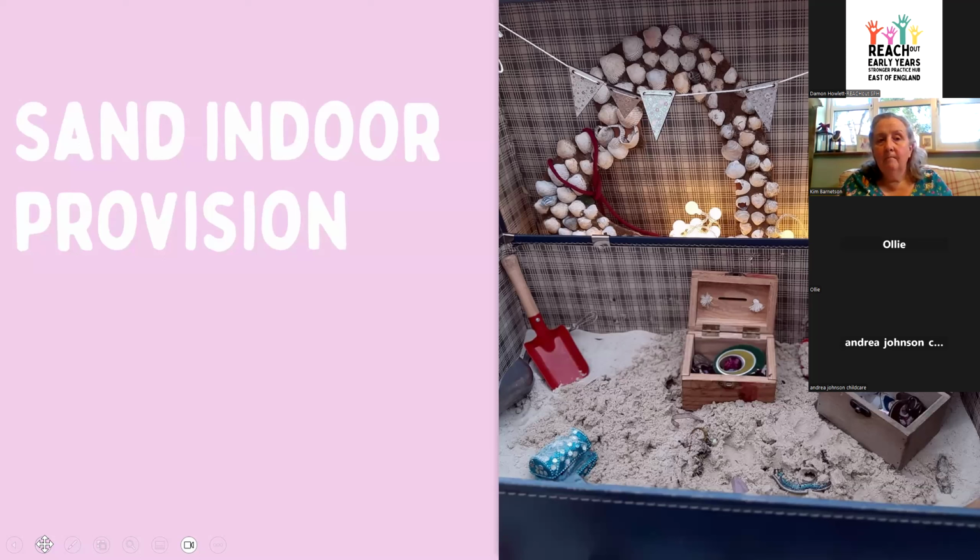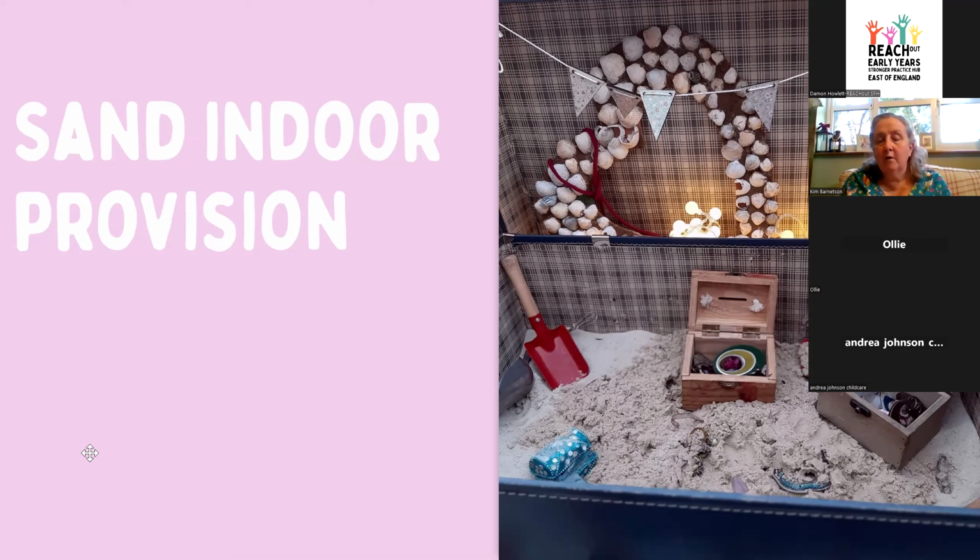So indoors at the moment, I haven't got this out because it's the summer, but in the winter, when we might be indoors a little bit more, I have an indoor sand provision and an outdoor one. So there's the option there for children. And I know for some people that can be quite a concern. How would I do that? And it was for me as well at first. I had to really think about how I was going to do it. And it's actually very, very simple.